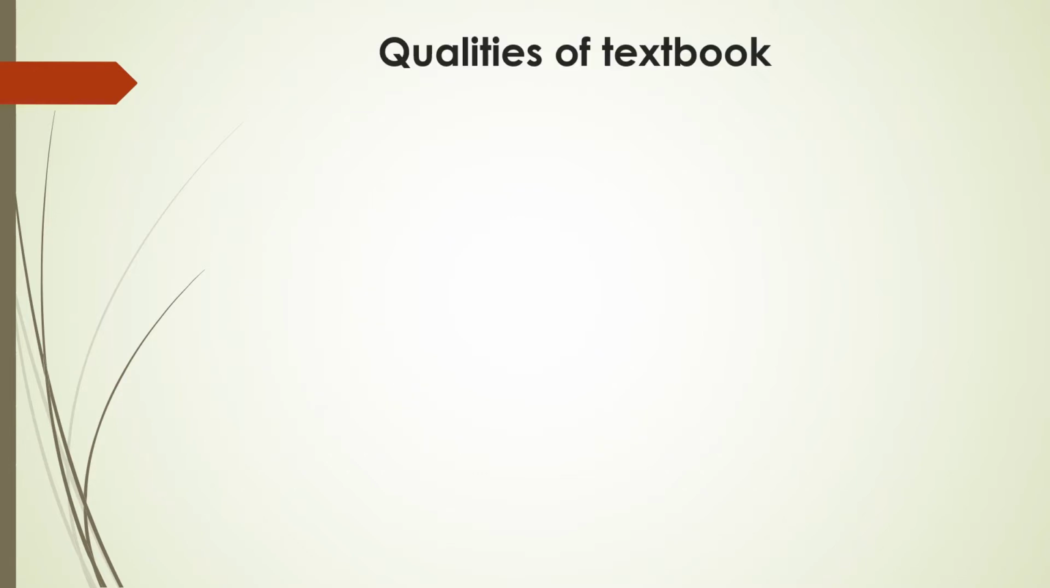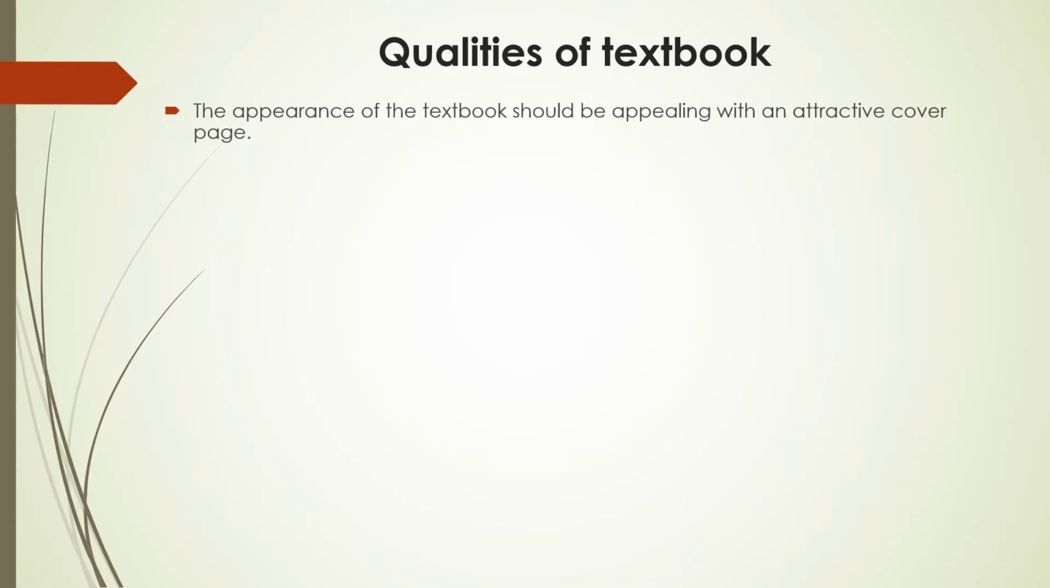Qualities of an effective or a good textbook. The appearance of the textbook should be appealing, with an attractive cover page. As I told you, the graphic designing or the illustration should be attractive, appealing to the target audience so they want to read it. The paper used in the textbook should be of superior quality. As we notice, primary class students do not really take care of their books, so the quality of the paper should be superior for a reliable duration.